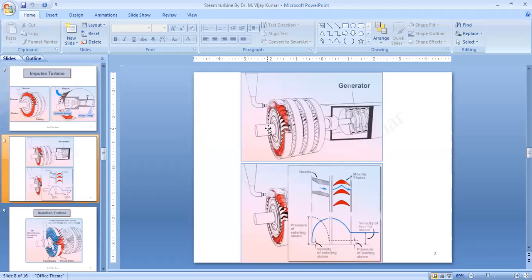When the shaft starts rotating, on the other side there is a generator. This shaft and the generator shaft are coupled. As this shaft rotates, the generator shaft also rotates. When the shaft rotates, the EMF will be generated here. So finally, the power will be produced, meaning the electricity will be produced here.